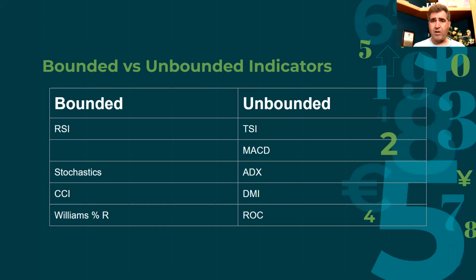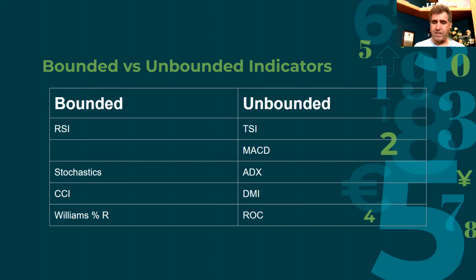Then you have some that are unbounded. So there is no boundary. They can continue and go on and on. So one of the examples that we will use is the TSI. So you can see we have RSI, which is bounded, and then you have TSI, which is unbounded. MACD, if we recall, we could use a histogram, but MACD could go up with no limitations. And of course, we have the 0 line to give us the guidance, but that's something that is called unbounded.